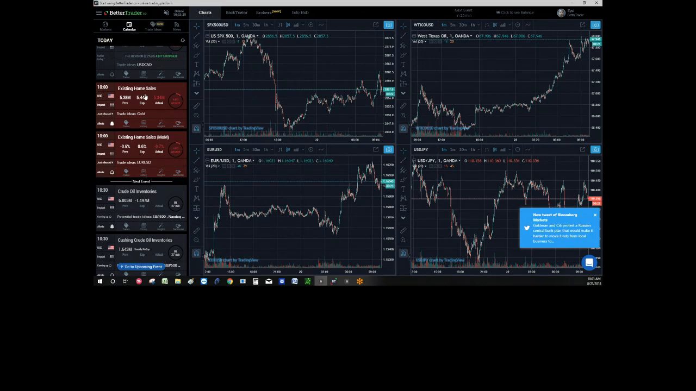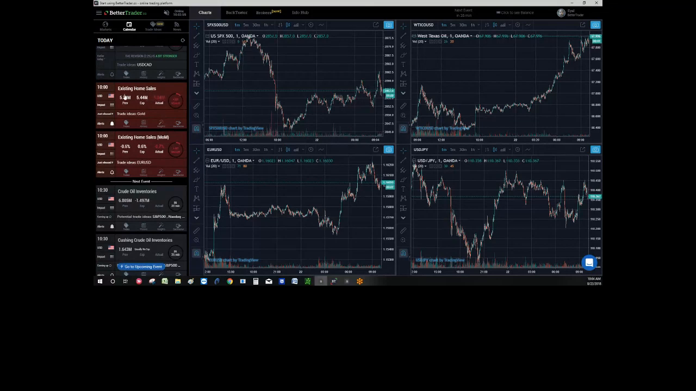So the existing home sales numbers, again, you can see it here, a bit weaker. It's easy to understand the surprise. You don't need to calculate it by yourself and then compare it to previous times. And whether this is a big negative surprise or not, you can get it just here. And that's kind of nice.